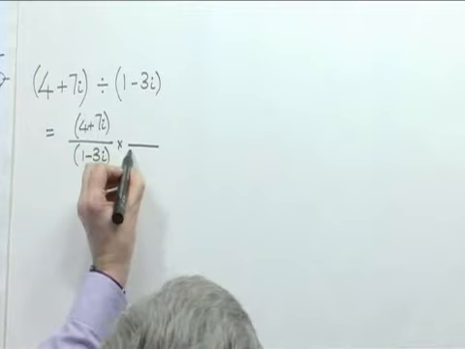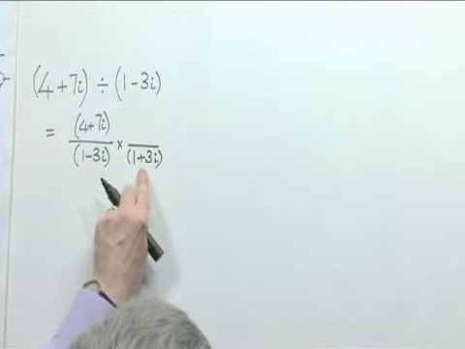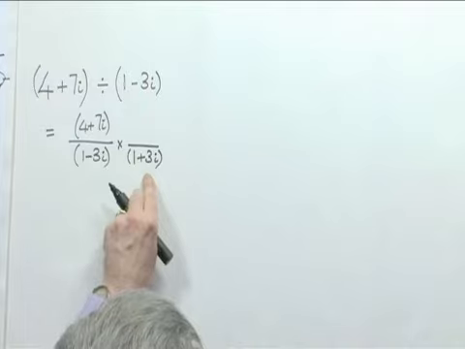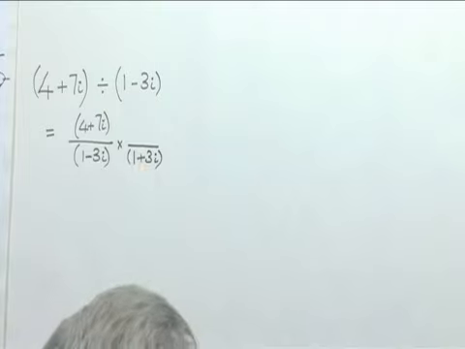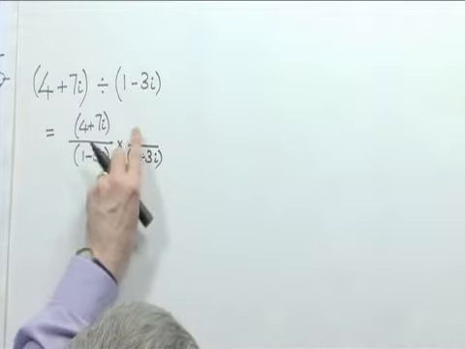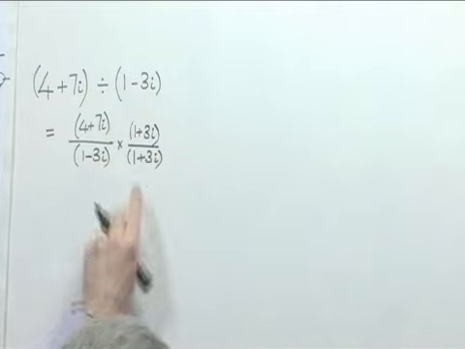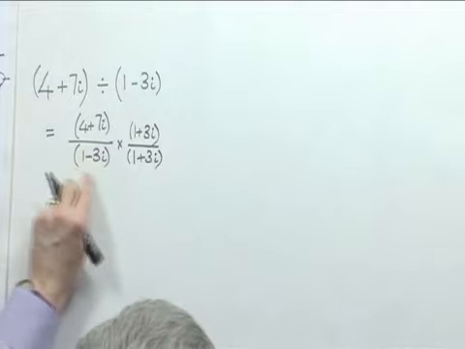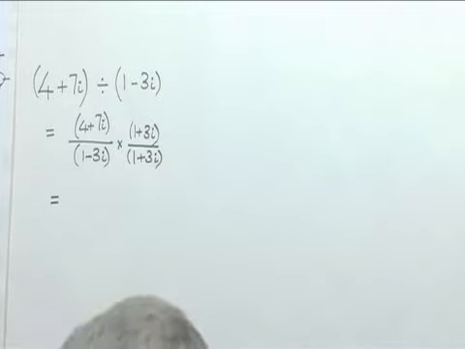Now I'm going to choose to multiply the denominator by 1 plus 3i. 1 plus 3i is the complex conjugate of 1 minus 3i. And we choose this complex conjugate so that when we do the multiplication, what's in the denominator will turn out to be a real number. So if we're multiplying the denominator by 1 plus 3i, we've got to multiply the numerator by 1 plus 3i. So that way we've multiplied the numerator and the denominator by the same value, so we haven't changed the value of the answer. So let's now multiply these two fractions together.